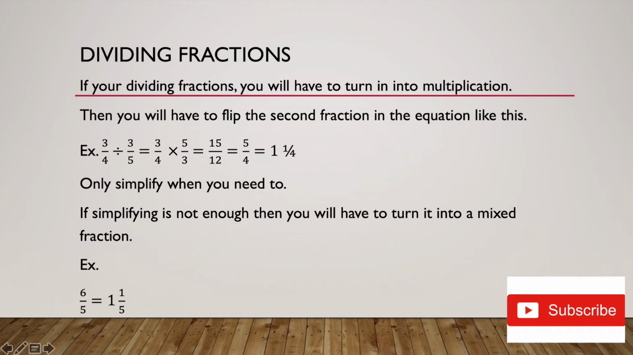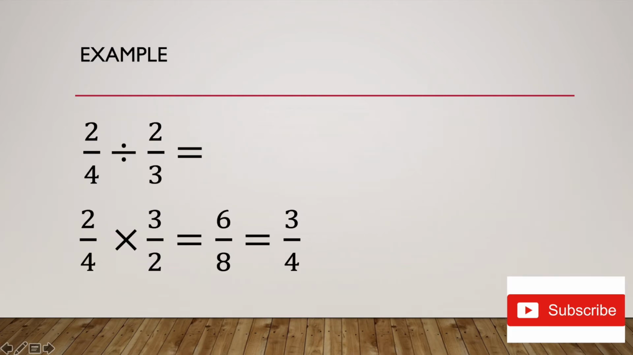Slide, please. So here are some examples. So 2/4 divided by 2/3. So 2/4 times flip 2/3 will be 3/2, and then multiply it will be 6/8. Simplify because it can still be simplified by 2. So 6 divided by 2 is going to be 3, and 8 divided by 2 is going to be 4. So the answer will be 3/4.